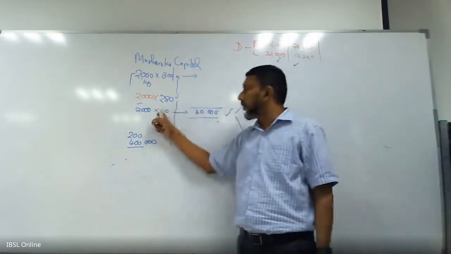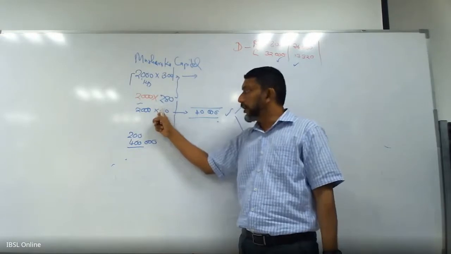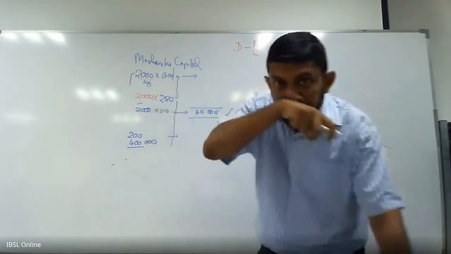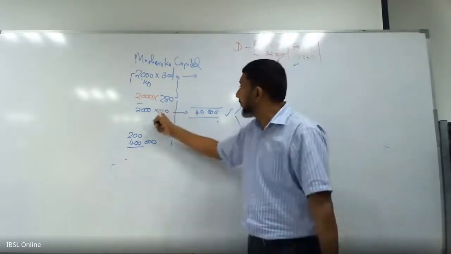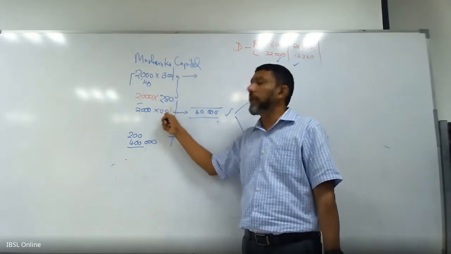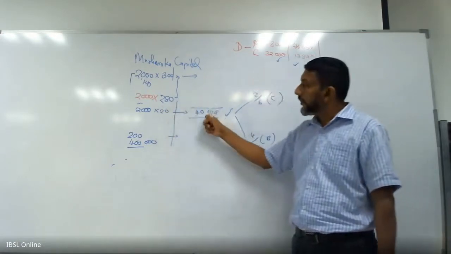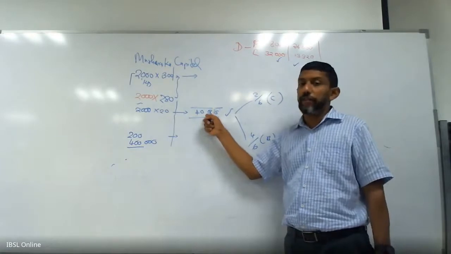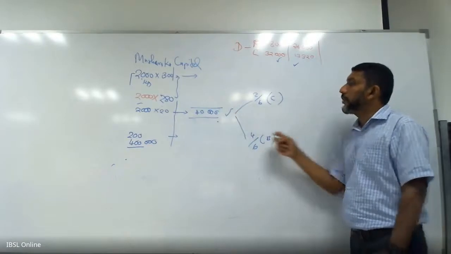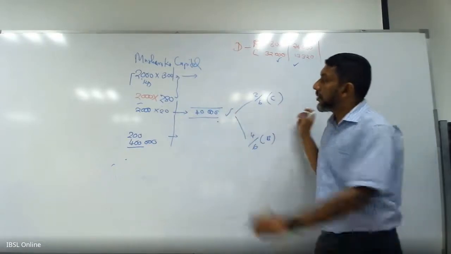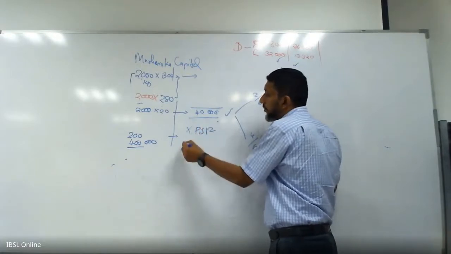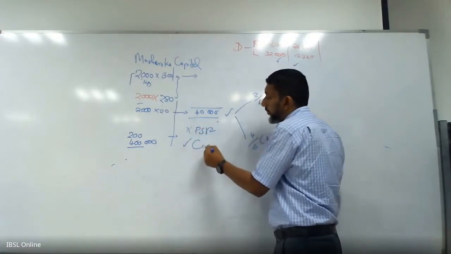First I calculated the loss, which is 20 rupees per kilogram, right? Because we bought at 300 per kilogram and we are selling at 280. So we are losing 20 rupees per kilogram. So in total we have 40,000 kilograms, 40,000 rupees loss. That 40,000 rupees loss, how do I share? Not based on PSR, but based on capital contribution.